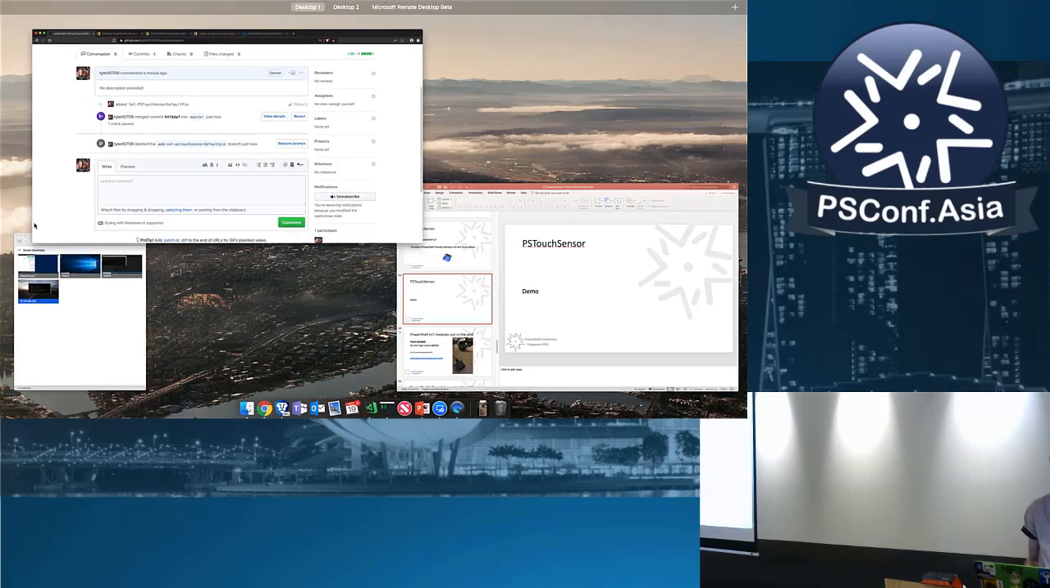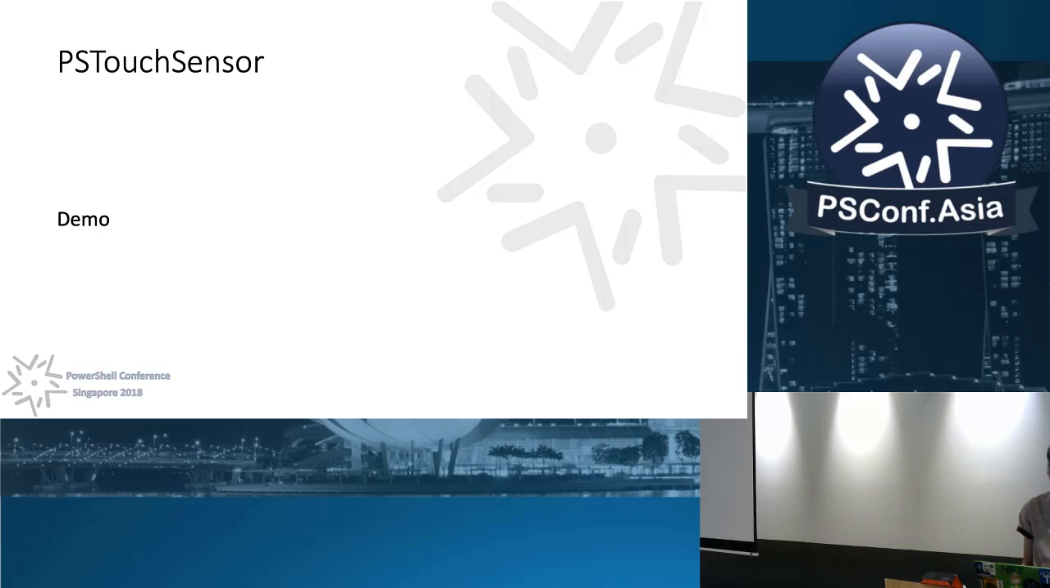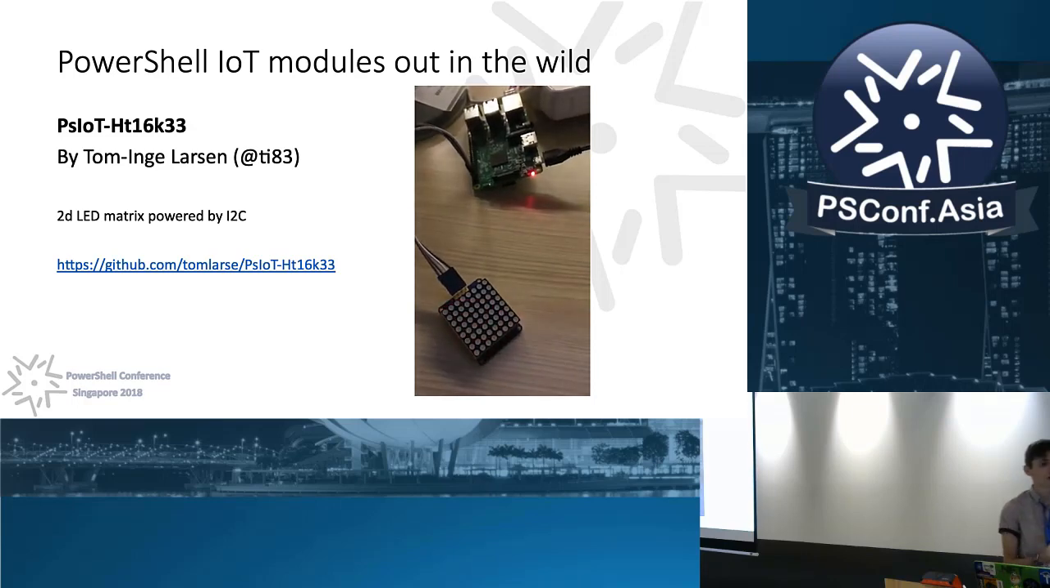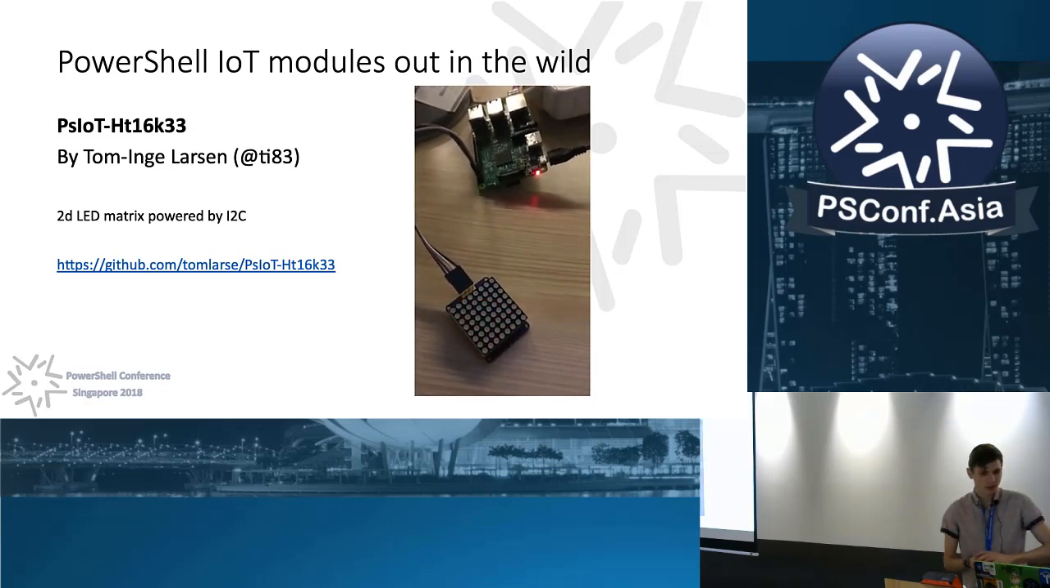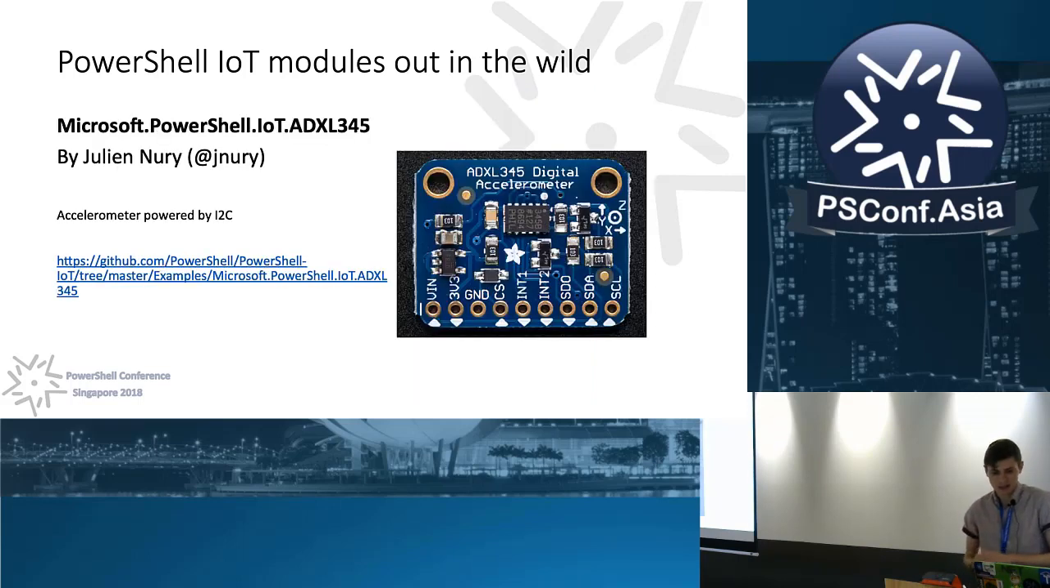All right, so now let's go back to the slides for a sec. And let's take a look at some IoT modules that are out in the wild. So the first one that you saw in the video before was the LED matrix. Now this is by a community member, Tom, and the code is here in the link. And that's a 2D LED matrix powered by I2C. You can take a look at the code there.